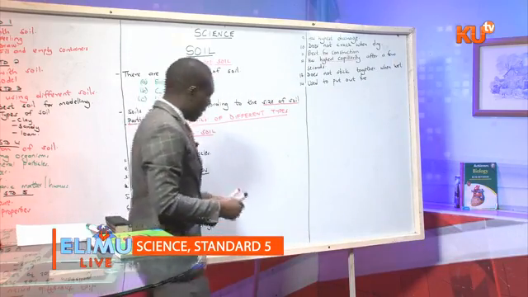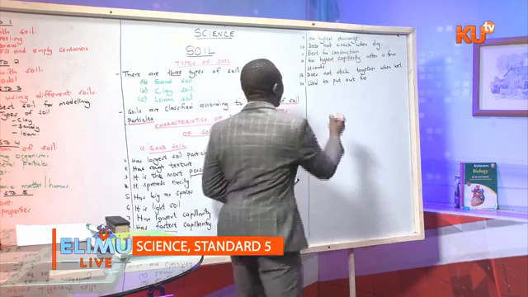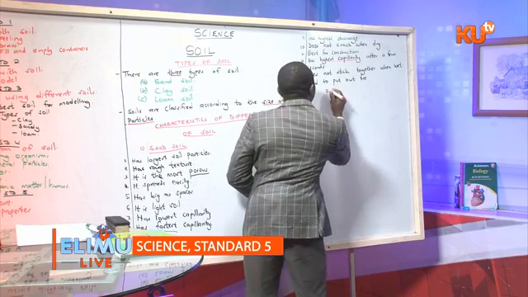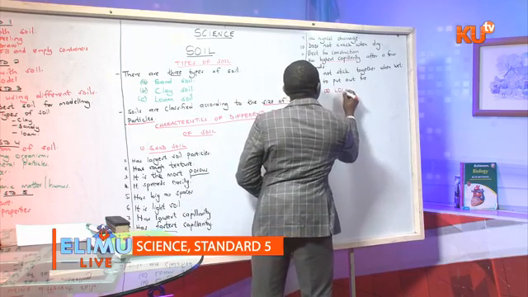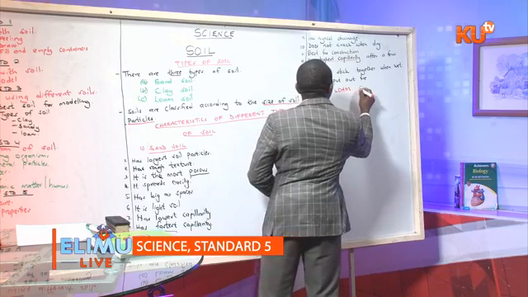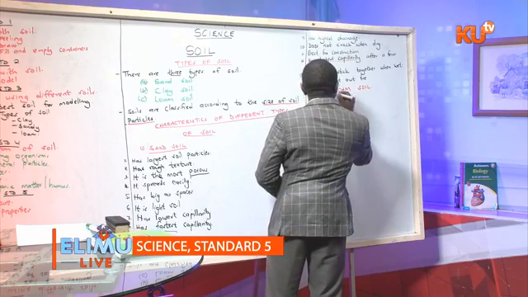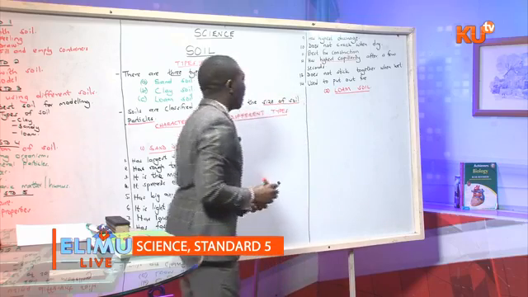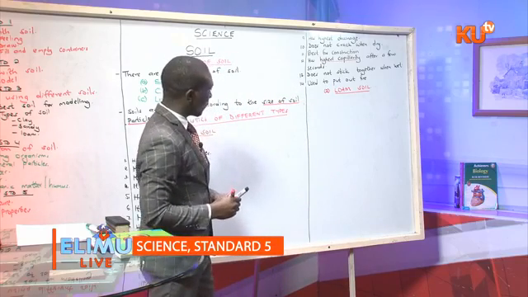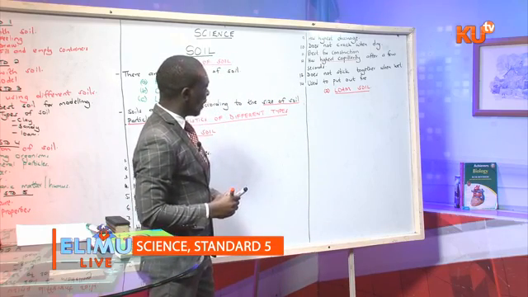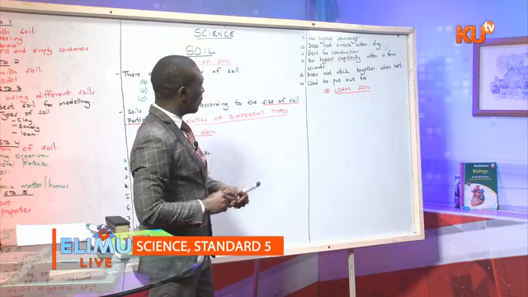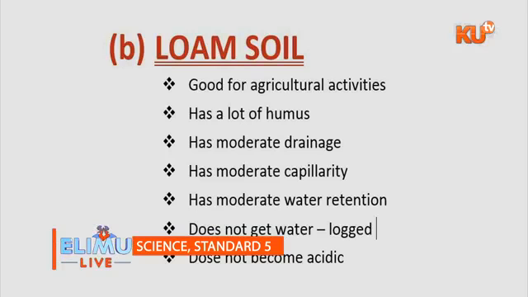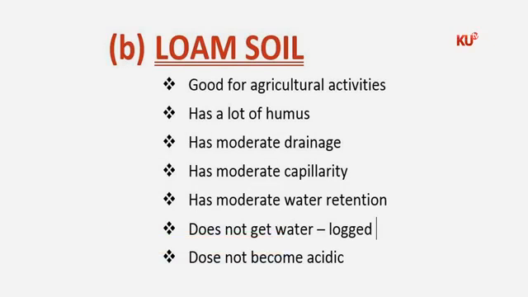Get extinguished. Another type of soil I want to look at is what we call loam soil. Let me look at loam soil before I look at clay soil. Loam soil has very few characteristics. And wherever we are building our houses, the best soil on which we can erect our house is this type of soil called loam soil.